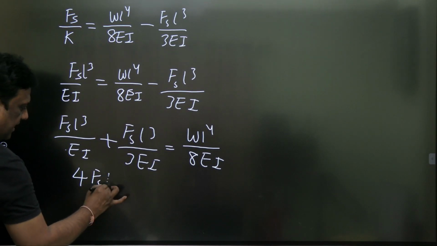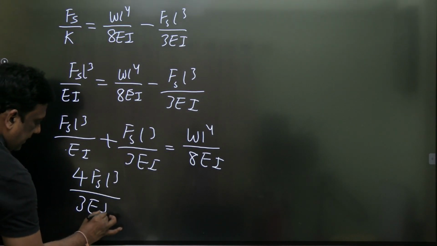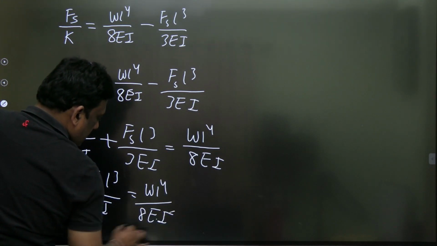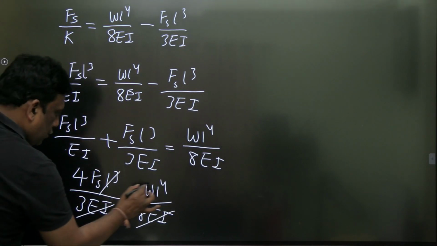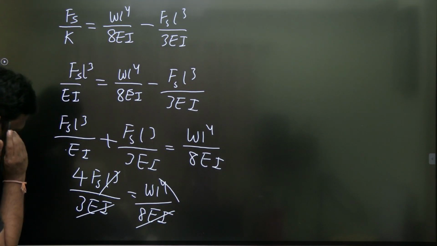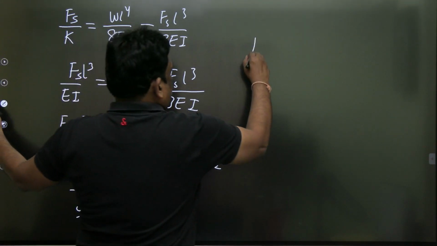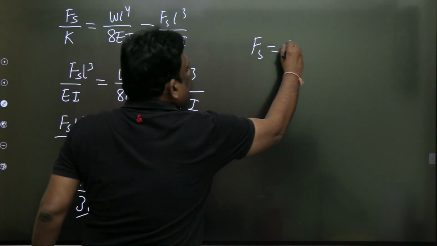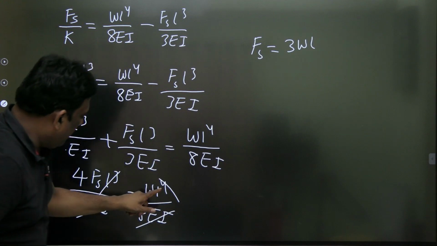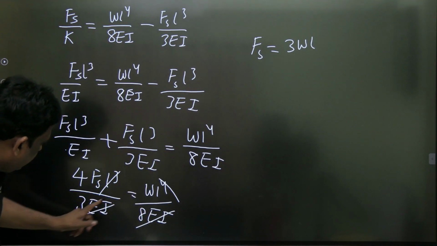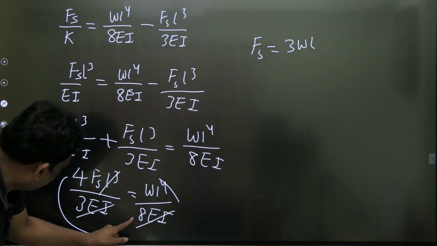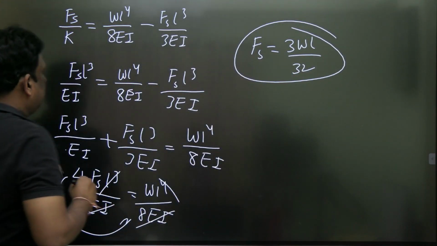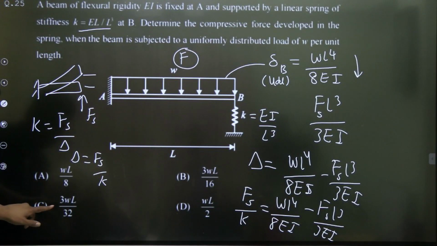4 Fs L cube by 3 EI is equal to WL power 4 by 8 EI. So EI is gone, L cube is gone. I think you are getting Fs as this 3 will come this side. So 3WL, because L power 4 by L cube means one L is left, and 3 and 8 remain. This 4 will come this side. 8 into 4 is 32. So the compressive force in the spring is 3WL by 32.